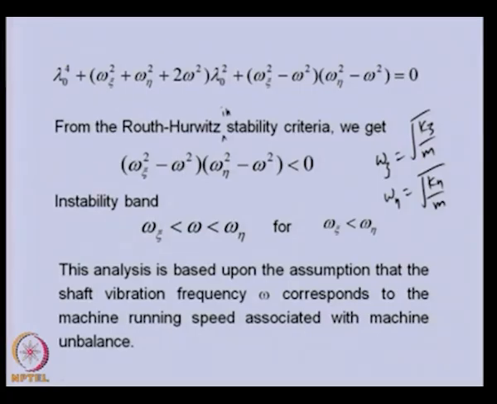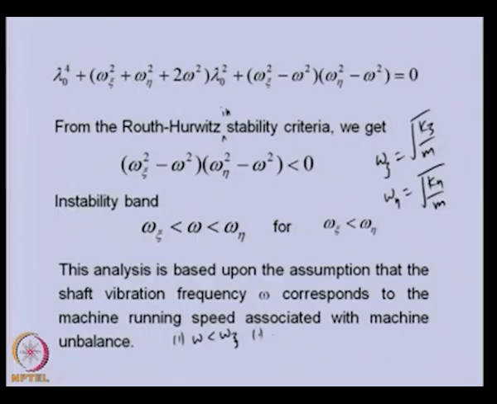The first case is when the speed is less than omega xi. In this case this is less than this, so this is positive and this is also positive. So the instability condition will not be satisfied, which means the system will be stable. If it were satisfied, we would get the unstable condition. When both are positive, the whole quantity is positive, so it is not less than 0, and we have a stable solution.